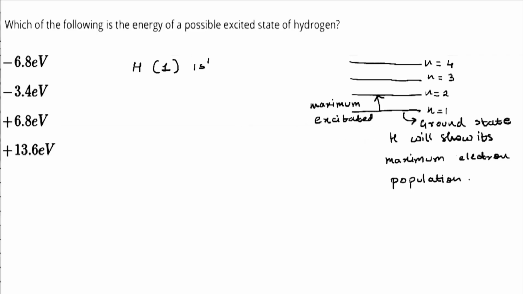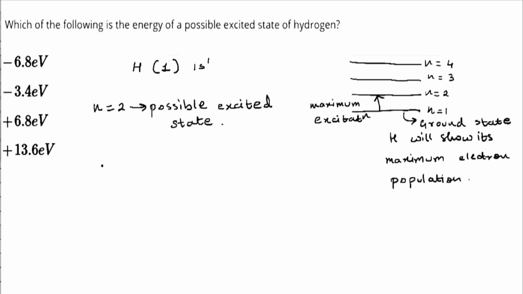So maximum excitation will be from 1 to 2, that is from the ground state to the first one. So the transition is from n equal to 1 to n equal to 2. In short, it is trying to say that n equal to 2 is the most possible excited state. So in that case, if we have to find out the energy of this possible excited state, it's very easy, isn't it? So let us do that.